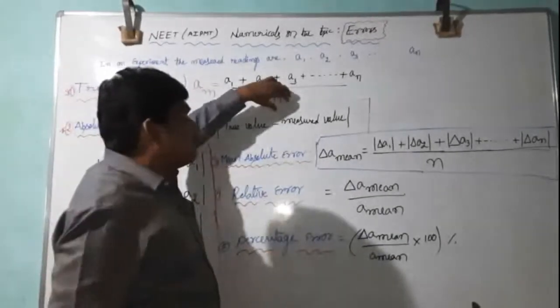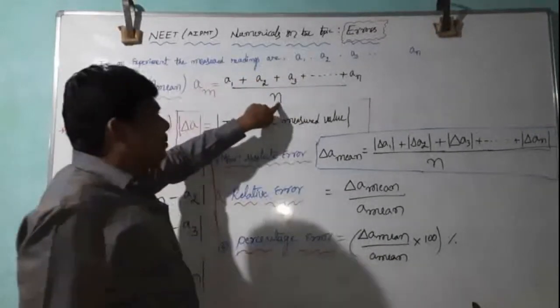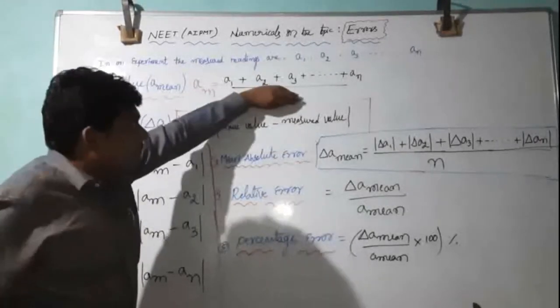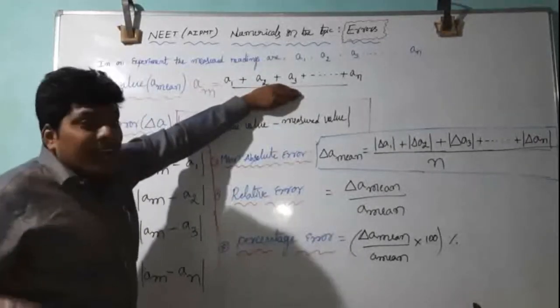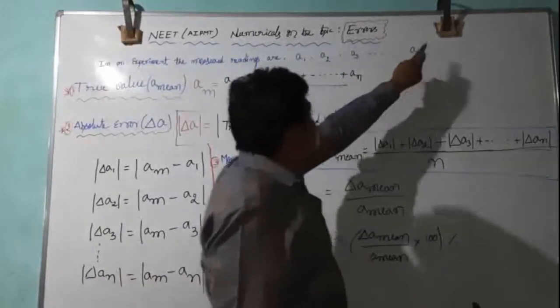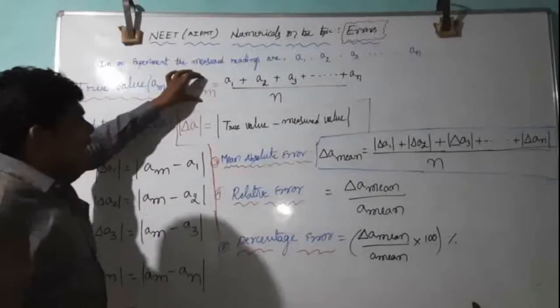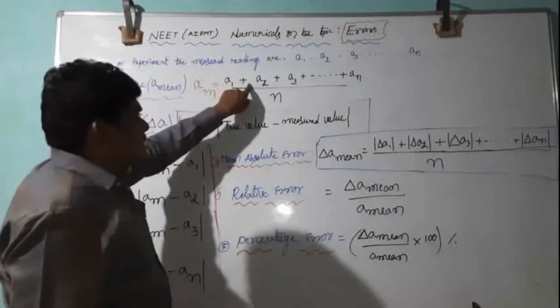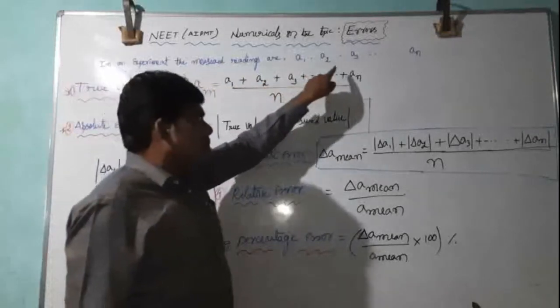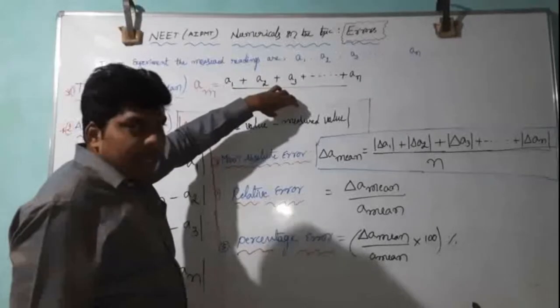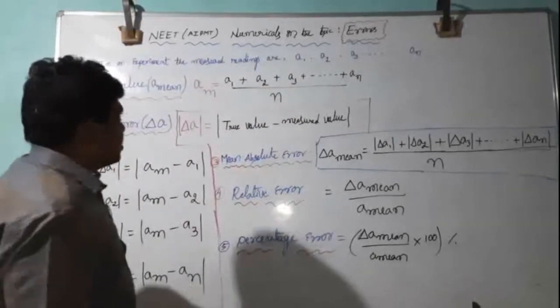If you have taken 5 values, with what value do we have to divide? It is nothing but 5 only. It means that here n is indicating the number of readings. How many readings have we taken? N number of readings. So the mean value can be calculated by using the formula A1 plus A2 plus A3 plus up to AN divided by n. N indicates the number of readings.